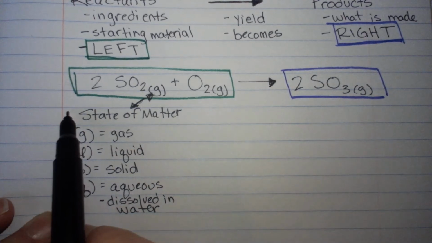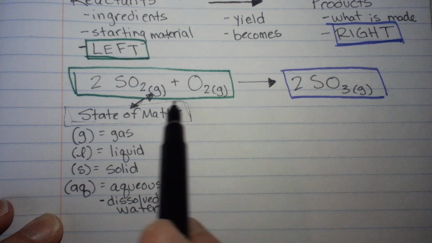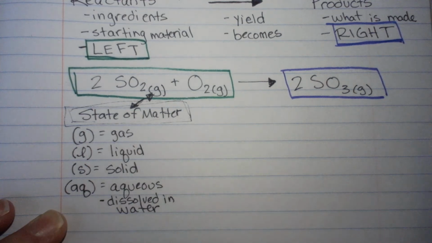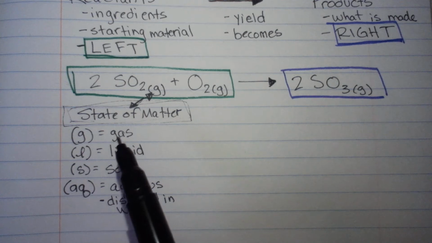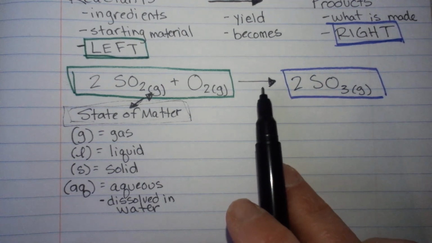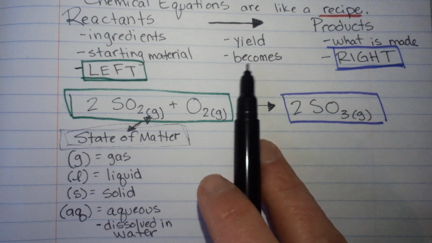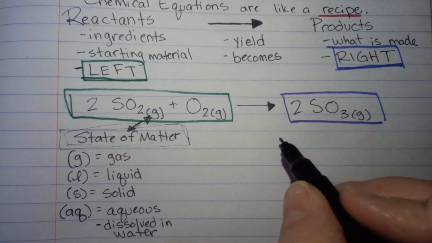So you're going to see the states of matter on the reactants and on the products. And that just tells you how your recipe needs to go. Like sometimes you get told to melt the butter and sometimes it needs to be solid. It's the same idea. How does my material need to be in order for my recipe to go off correctly? Now just like a recipe, the yields, like sometimes you're going to throw it in the oven, sometimes you're going to put it in the refrigerator.